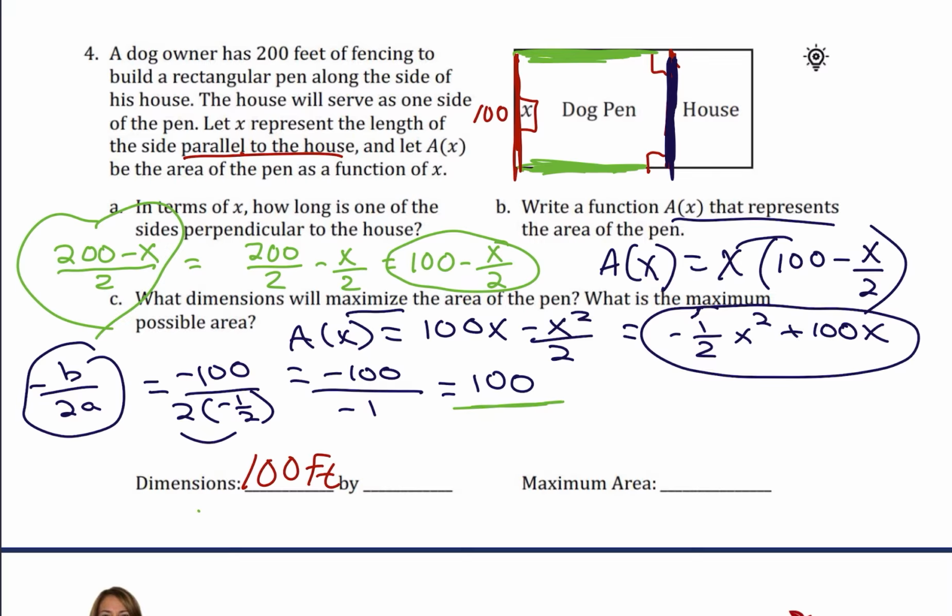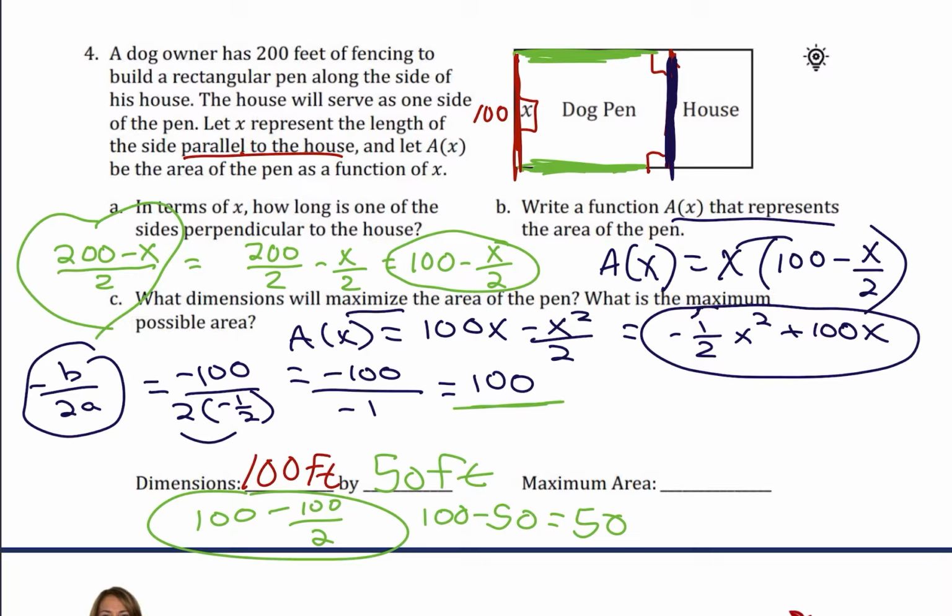So to get the other dimension, we're going to say 100 minus, and it just happens to be 100 again, over 2. I'm just going to make sure you see this is coming from there. Okay. So we now have 100 minus 50, which is equal to 50. So the other dimension is 50 feet. And it all makes sense because if the red side is 100, the other two sides would each be 50. That gives you a total of 200 for the perimeter of the three sides.